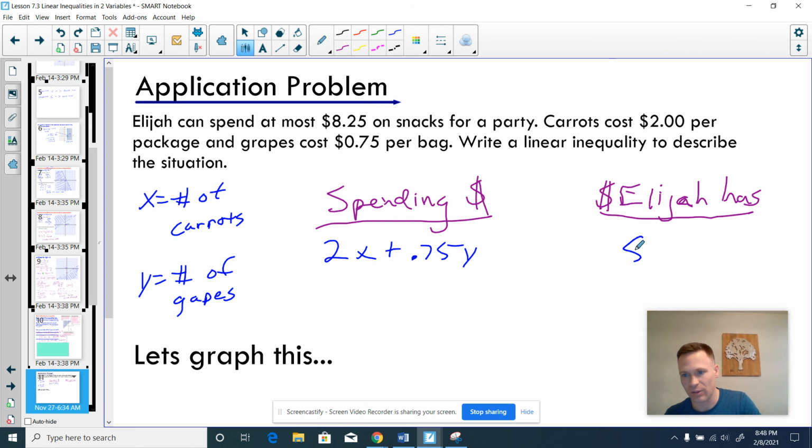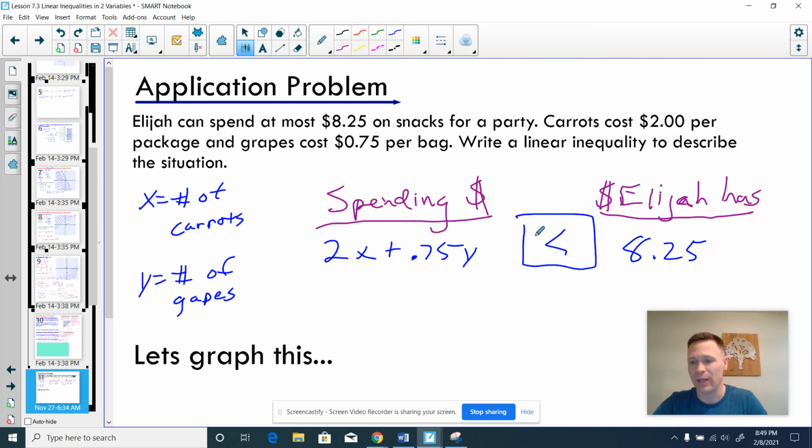Well, he's got $8.25, right? Now, it says write a linear inequality. It's not an equation. So we have to think about what symbol goes in here, okay? So how is the spending going to compare to how much money I have? Well, I can certainly always spend less, right? And can I spend all of my money? Well, yeah. So it's 2x plus 0.75y is less than or equal to 8.25.